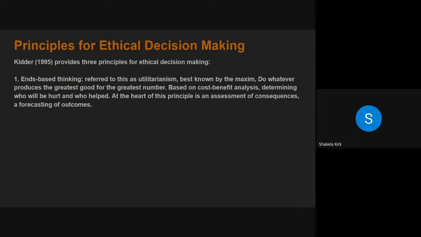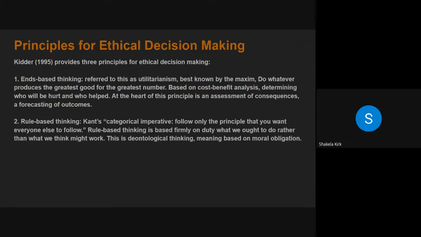Based on the cost benefit analysis, determining who will be hurt and who will be helped. At the heart of this principle, an assessment of consequences, a forecasting of outcomes. 2. Rule based thinking. Kant's categorical imperative: follow only the principle that you want everyone else to follow.